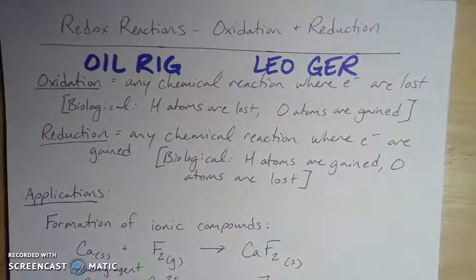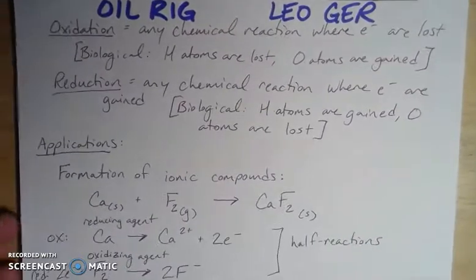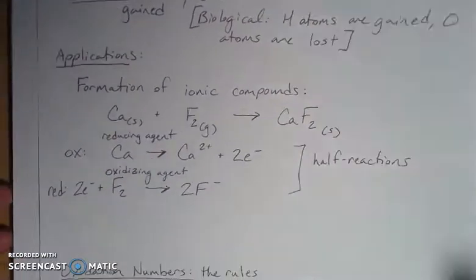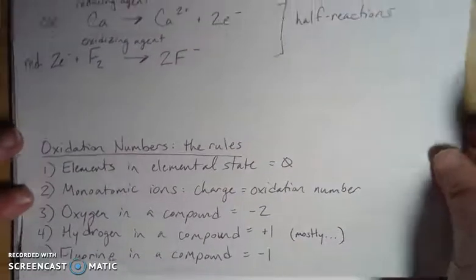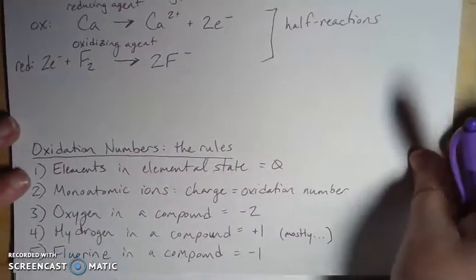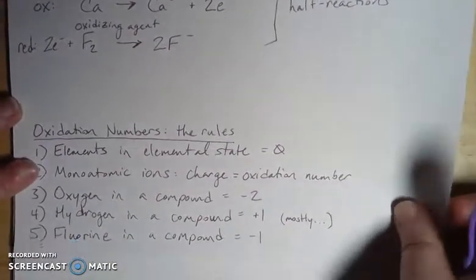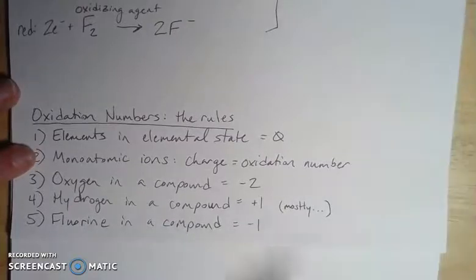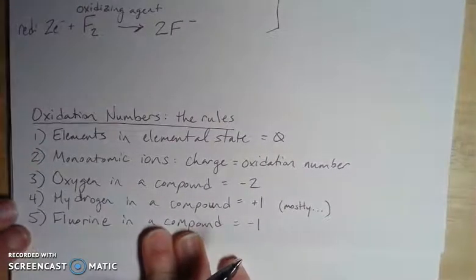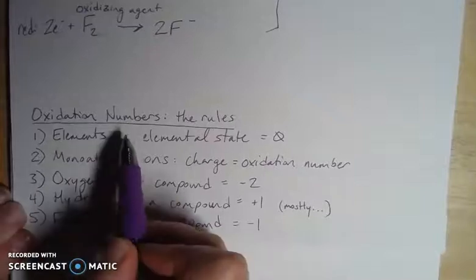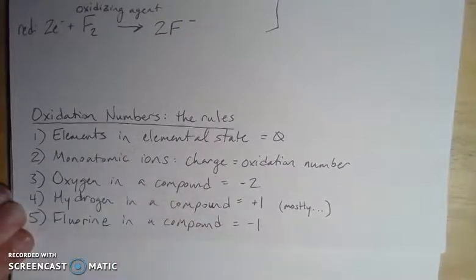But in order to make that a little bit easier, it's good to look at what is called the oxidation state, or the oxidation numbers. And there are some particular rules that we have. Here are my rules for assigning oxidation numbers. An oxidation number is a number that shows the oxidative state of an element in a chemical process, and I can assign them to every single element in a chemical reaction.